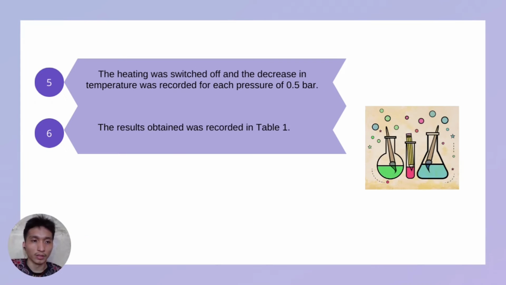The fifth procedure is that the heating was switched off. While the heater is switched off, the decreasing temperature was recorded for each pressure of 0.5 bar. And lastly, the results obtained are recorded into Table 1.